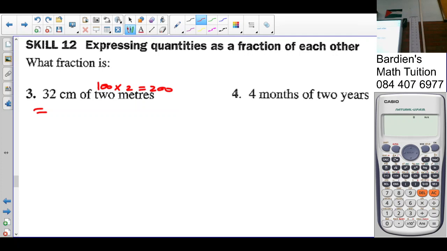Okay, so 32 over 200, which number goes into both without remainder? 6 goes into 32, how many times? Not 6. 4, let's go with 4. We definitely know 4 goes into 32 8 times. 4 goes into 200 50 times, and there's a 0 remainder. Not so?